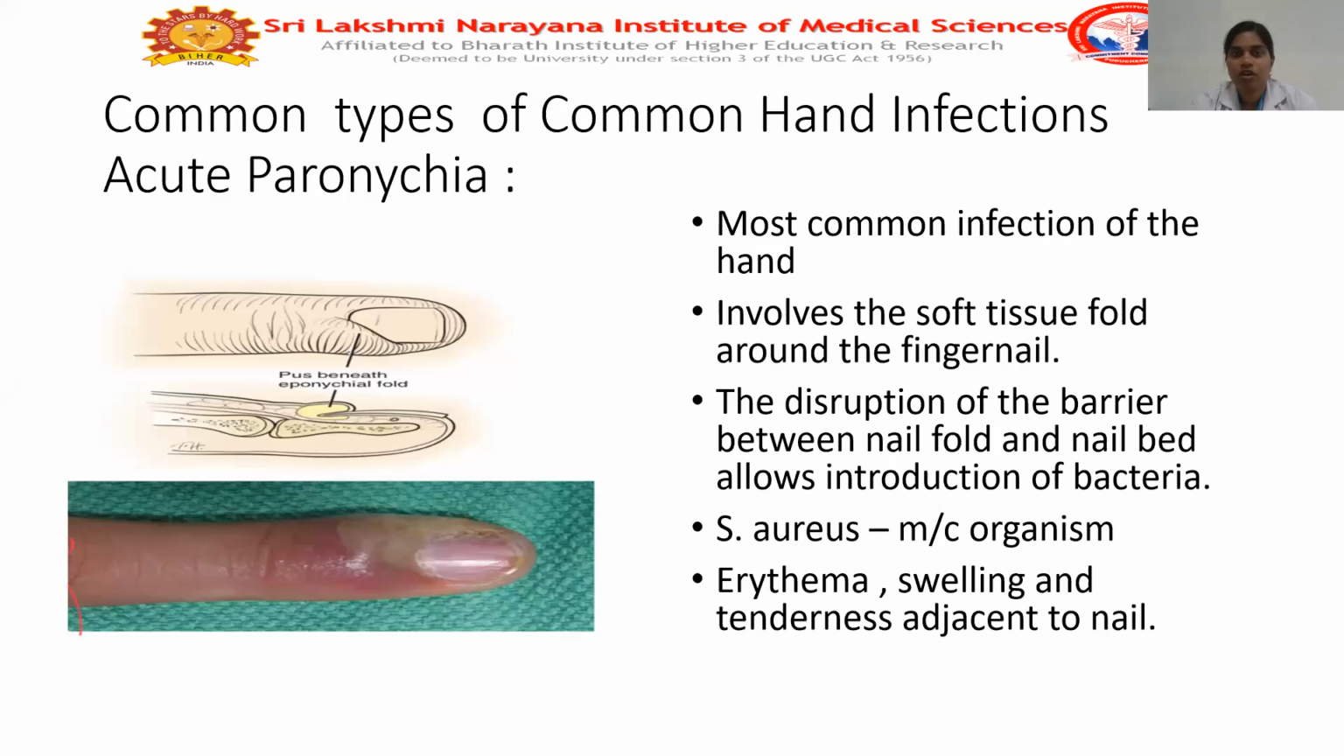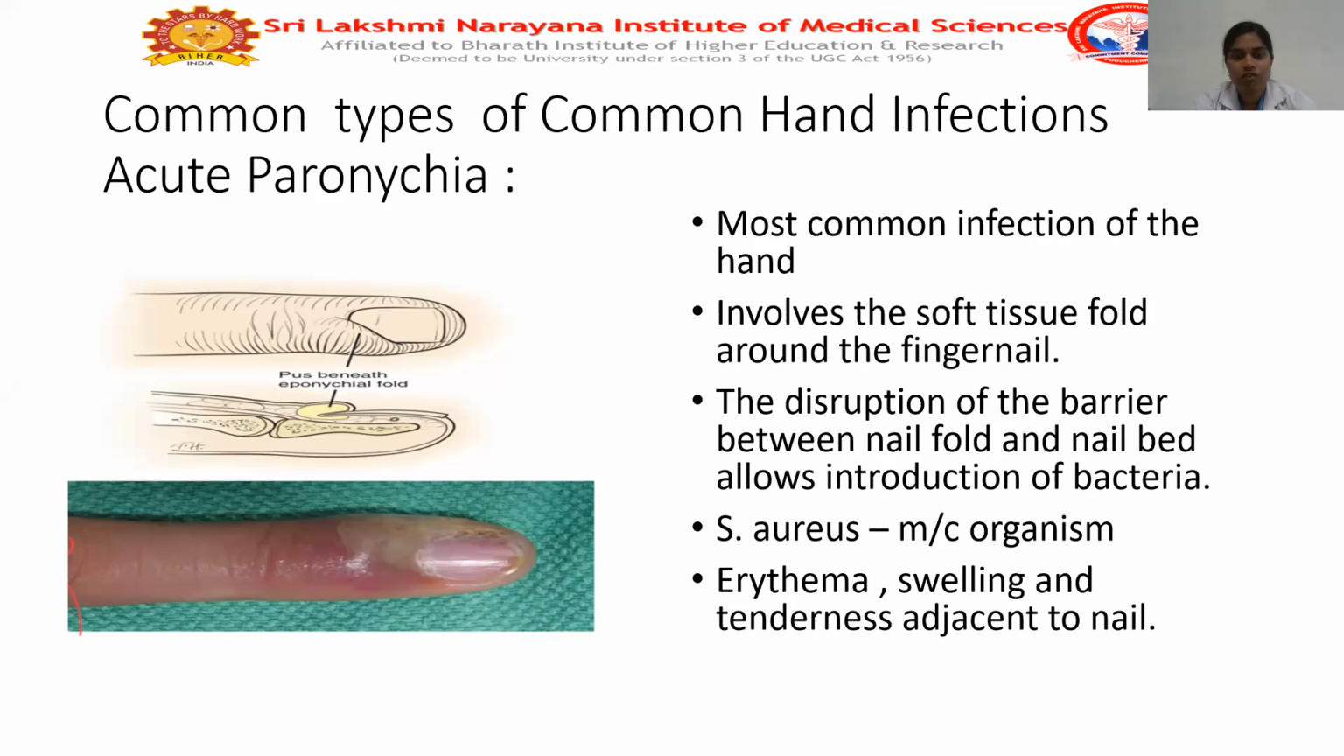Next, coming to the common types of hand infection. These are acute paronychia. Acute paronychia is the most common infection of the hand. It involves the soft tissue fold around the fingernail, which can be seen in the picture on the left side. The disruption of the barrier between the nail fold and the nail bed usually introduces the bacteria, and Staphylococcus aureus is the most common organism.